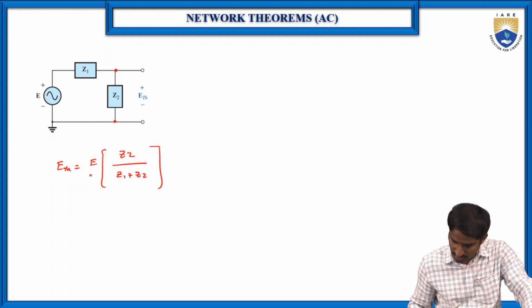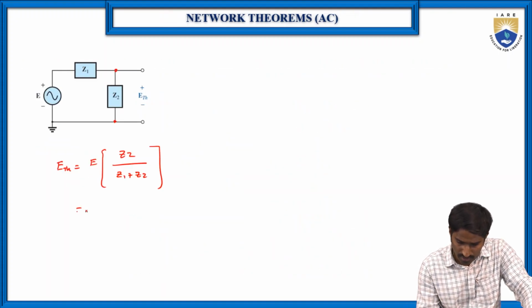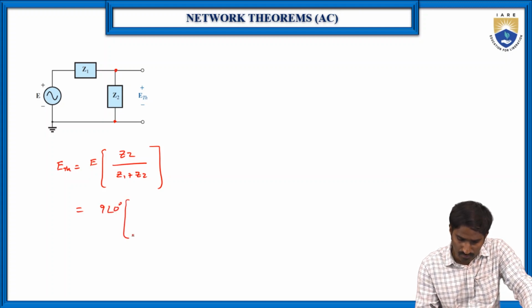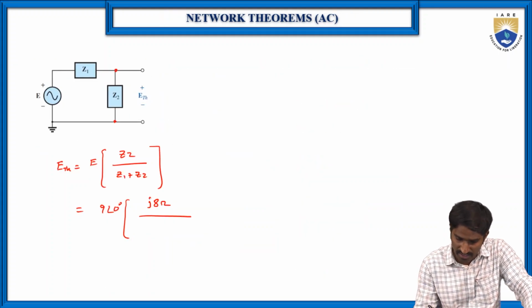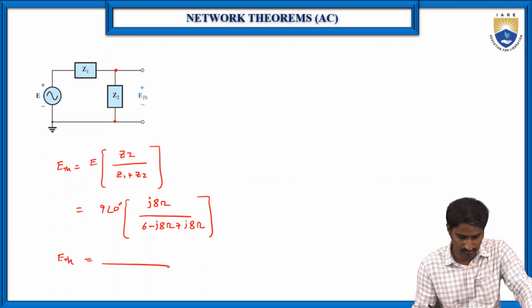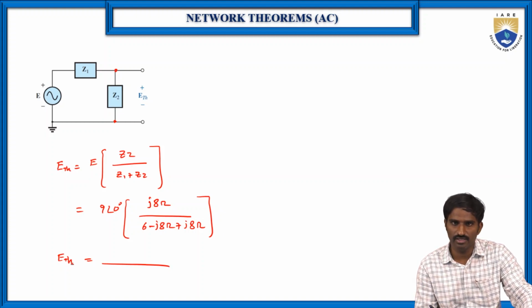Then substitute the values here. So what is E? 9 volts at an angle of 0 degrees. So here it is equal to 9 at an angle of 0 degrees into Z2, which is J8 ohms, by Z1, which is 6 minus J8 ohms, plus J8 ohms. Then if you simplify, you will get the E Thevenin's value, right?